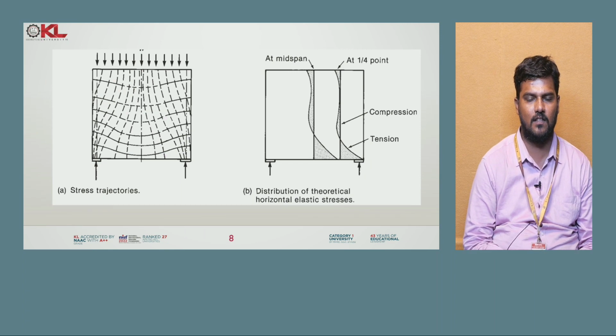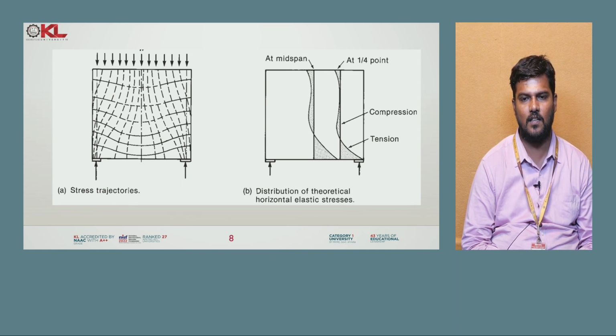And coming to the next, the stress trajectories. With the application of the top load, the stress trajectories will be distributed throughout the beam. You can see from the top portion to the bottom portion, and from this end to that end, the stress is completely distributed onto the beam. And next, if you take the distribution of the theoretical horizontal elastic stresses, at the midspan you will be getting both the compression as well as tension. Similarly, at the 1/4 point also, you will be getting both the compression as well as the tension zone.